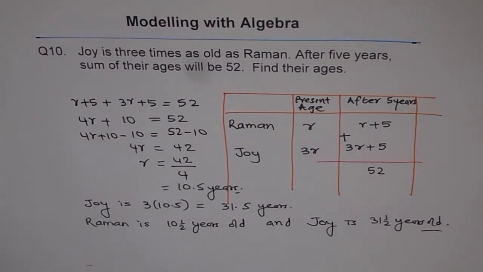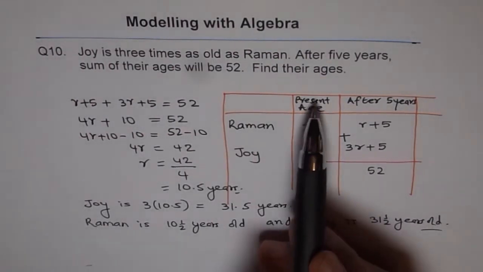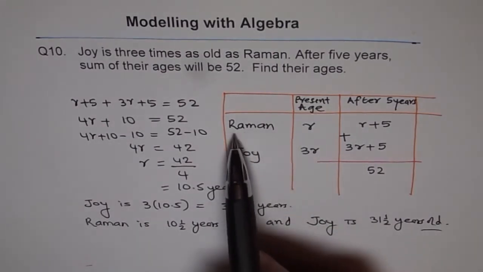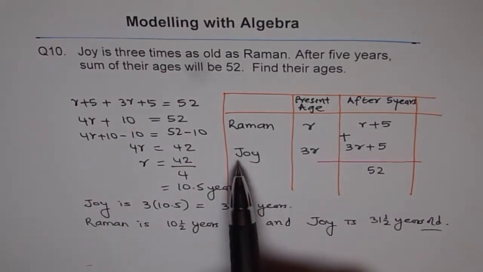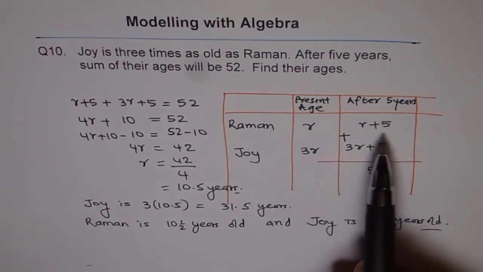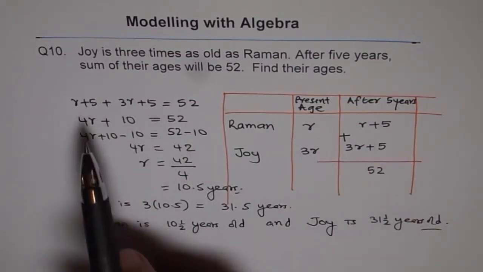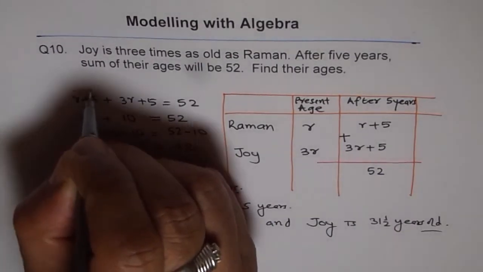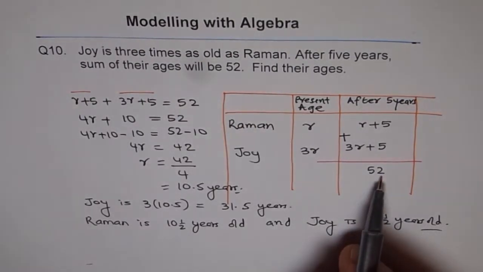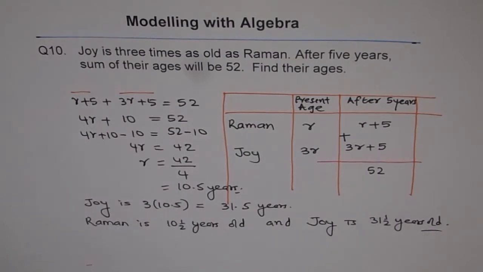So see, we have defined our variables by saying present age of Raman is R. So let age of Raman be R, then Joy's age will be 3R. After 5 years, it will be R plus 5 and 3R plus 5, and sum of their ages, that means we are adding these two, R plus 5 plus 3R plus 5, is 52. And then when we calculate, we get 10 and a half years old for Raman, and the other is 31 and a half years old. Fine. So that is their current age, correct? So that is how we can solve these questions. I hope you understand. Thank you.